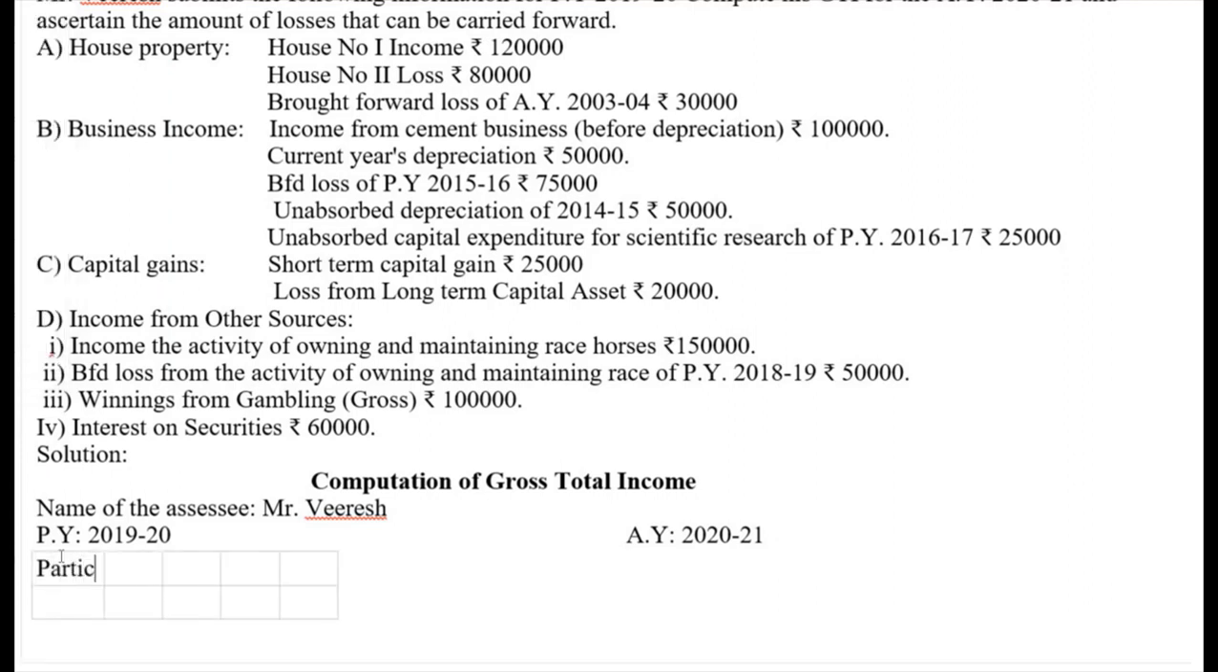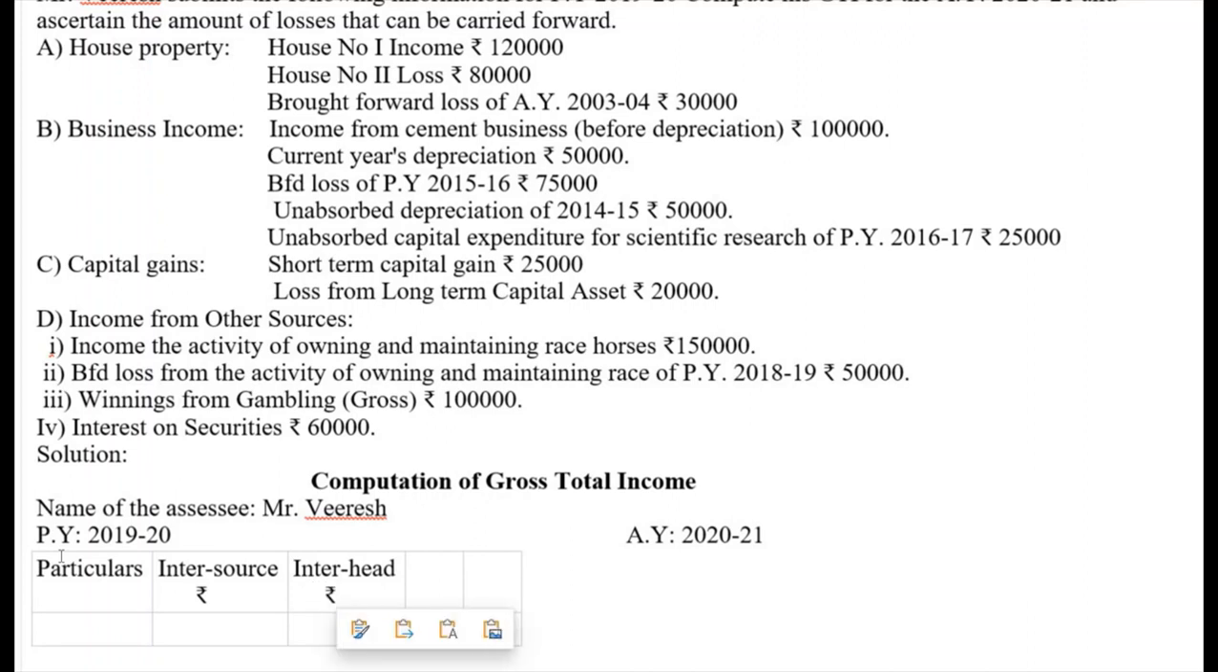So particulars, inter source, inter head, then next carry forward, GTI.